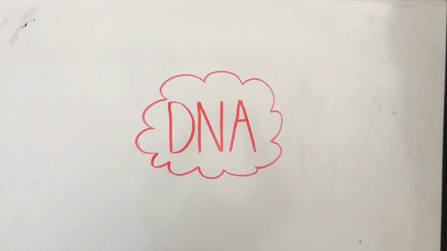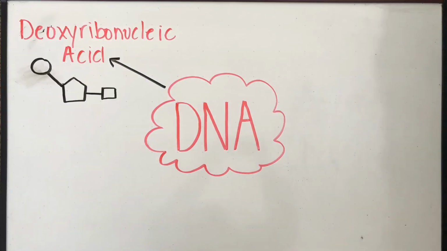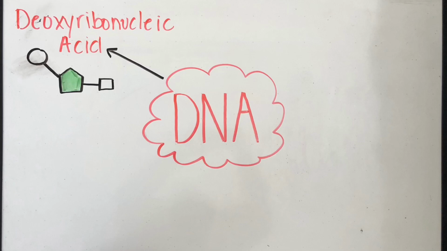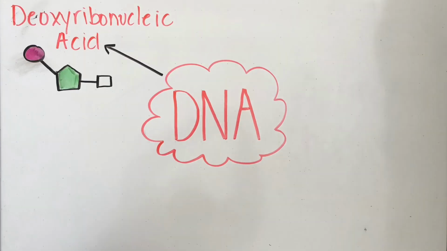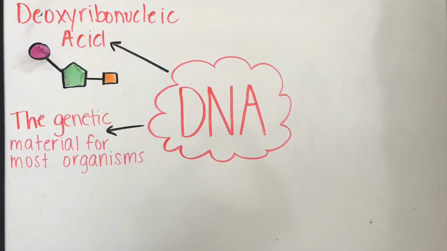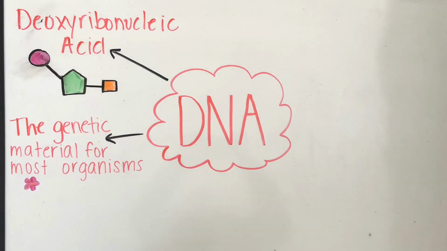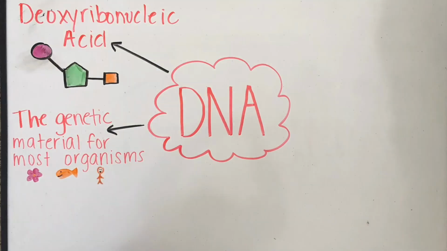DNA stands for deoxyribonucleic acid. DNA contains a 5-carbon sugar, or deoxyribose, a phosphate group, and a nitrogenous base. DNA is the genetic material for most organisms, including but not limited to plants, fish, and people.